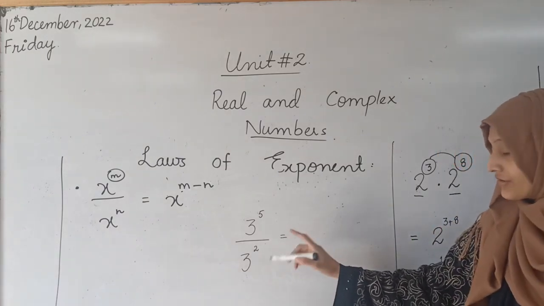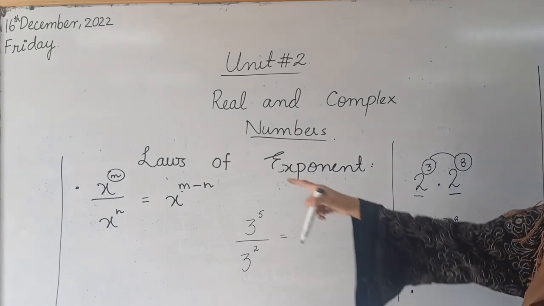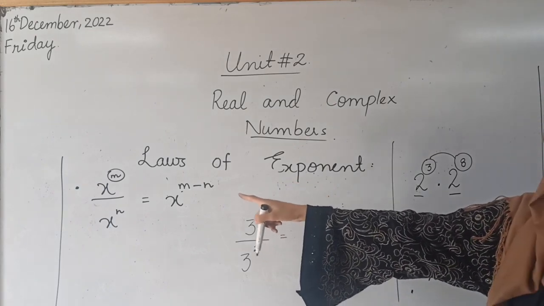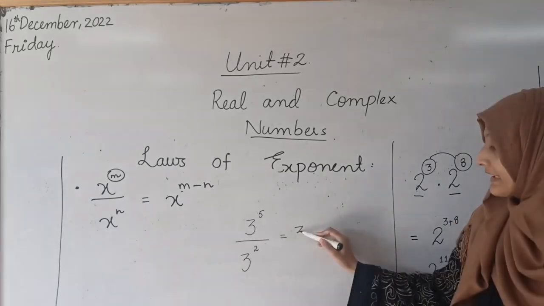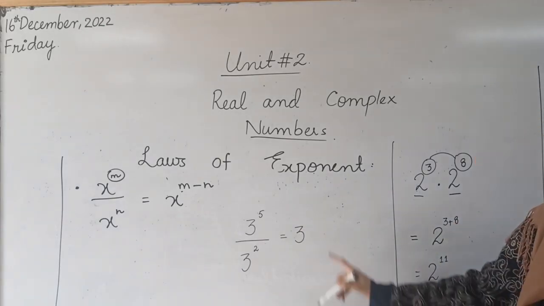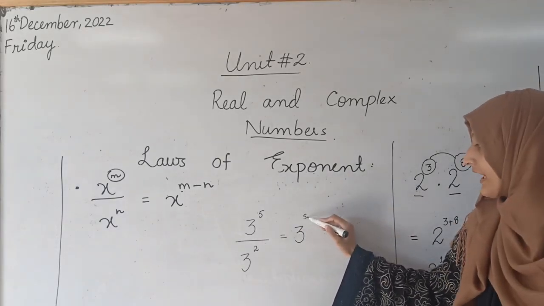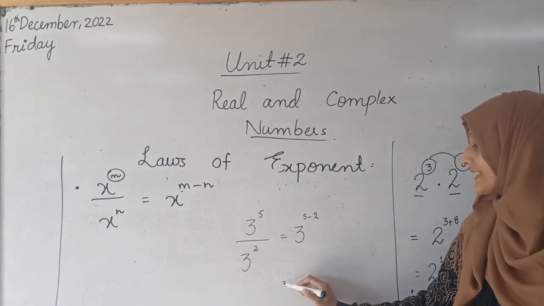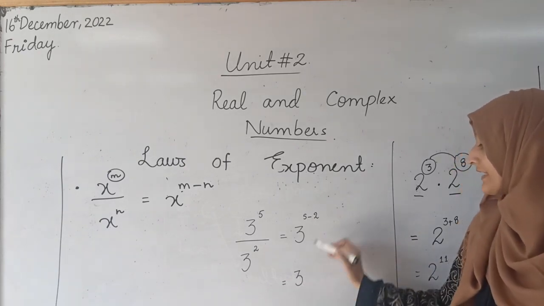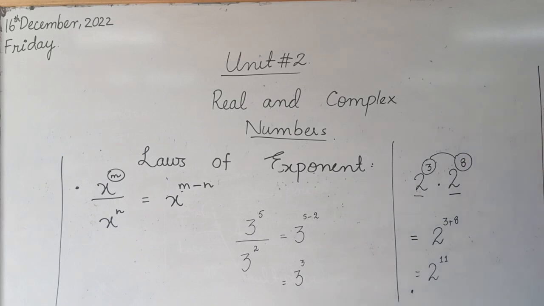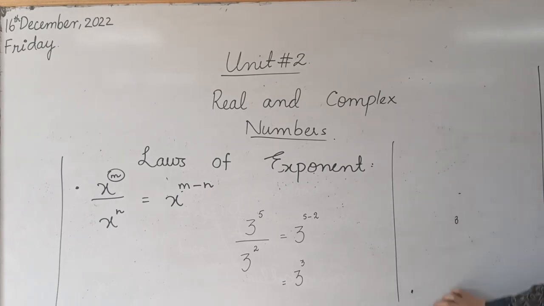So what should I do? I'll apply the second law of exponent, which says that we'll write the base as common and we will subtract the powers. 5 minus 2, which is equal to 3. 5 minus 2 is 3, raised to power 3. If the bases are same and they are in division form, we'll simply subtract the powers.